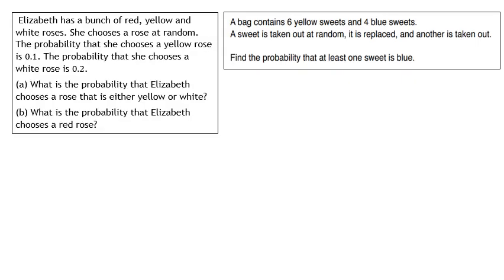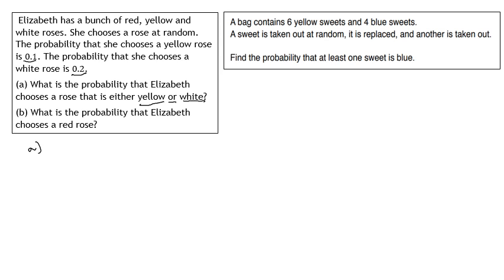So to start with, question 1 on the left-hand side. Elizabeth has a bunch of red, yellow and white roses. She chooses a rose at random. The probability she chooses a yellow rose is 0.1. The probability she chooses a white rose is 0.2. So then, for part A, what's the probability she chooses one that's either yellow or white?